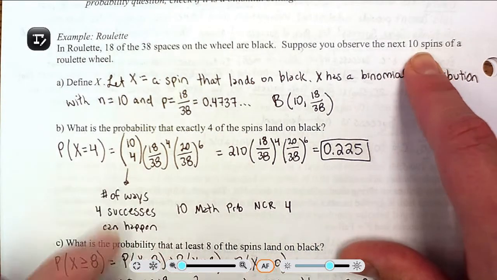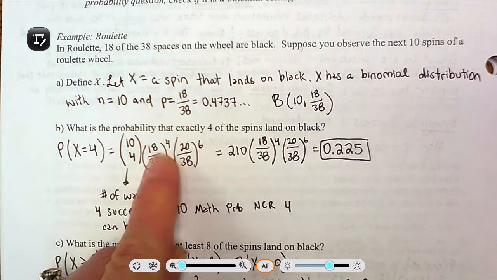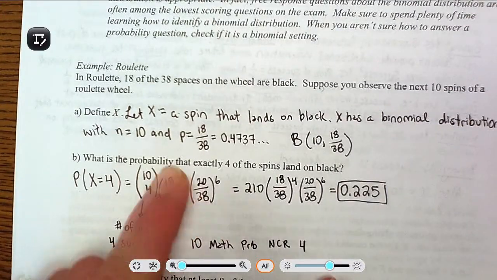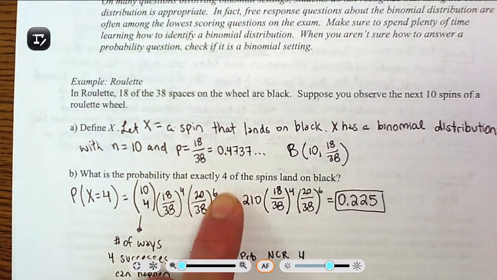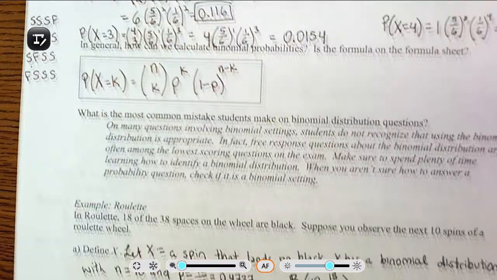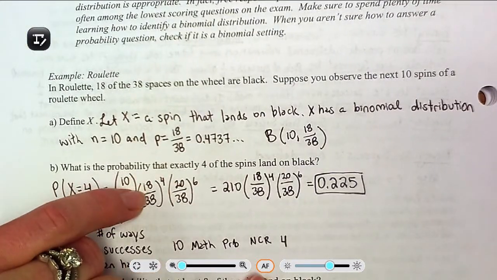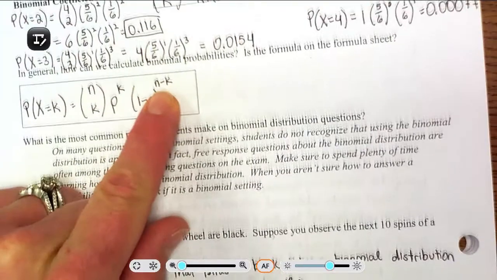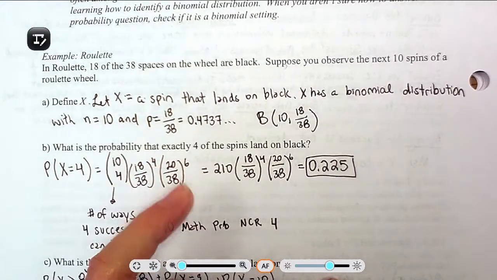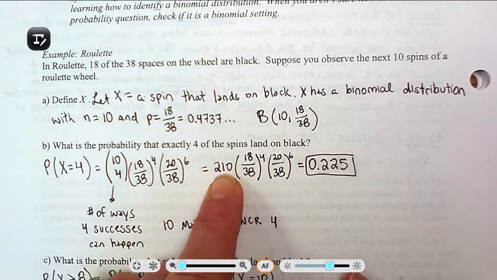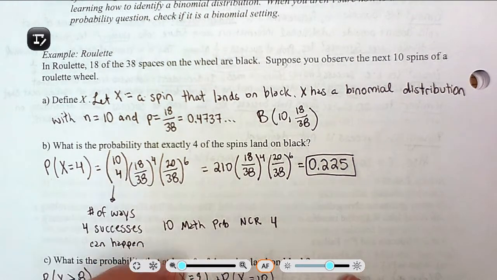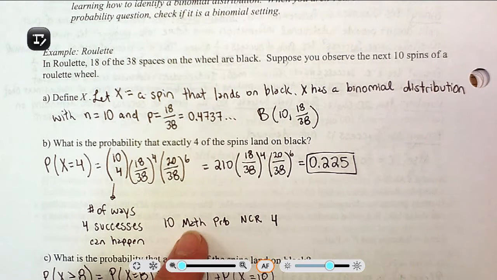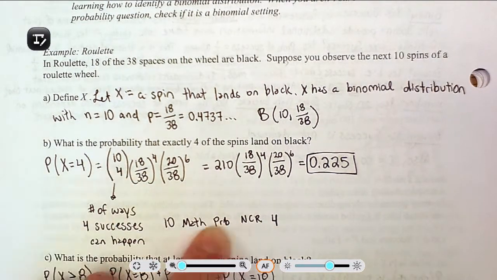So I'm going to go 10 spins, choose 4, the number of ways 4 successes can happen. My 4 successes, probability of success to my number of successes, and probability of failure to the number of failures. So that's everything left, 20 out of 38, when 18 out of 38 is my successes, another 20 to add up to 38, and 6 to add up to 10. Okay, so there's all 10 trials, 210 ways that you can have 10 trials and have 4 successes. And then we get 0.225. Okay, so we go 10, math, probability, nCr, 4 to do that part.